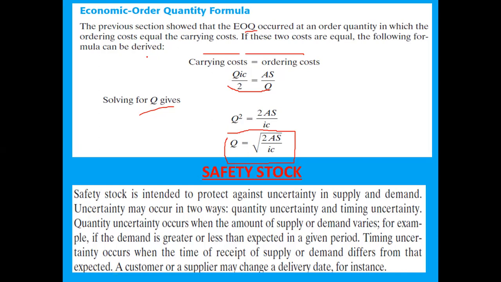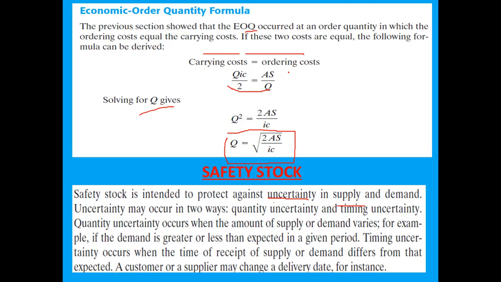Right? Next. So, uncertainty in the supply and demand. The uncertainty may occur in two ways. So finally, the uncertainty will occur in two ways. What is the first way? Quantity uncertainty and timing uncertainty.